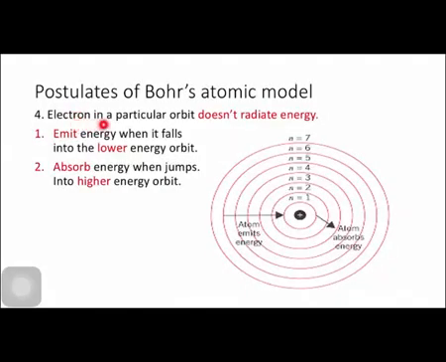Postulate 4. An electron in a particular orbit doesn't radiate energy. Let's suppose that the electron is present in orbit number 6, and its energy will remain constant until it changes the orbit.